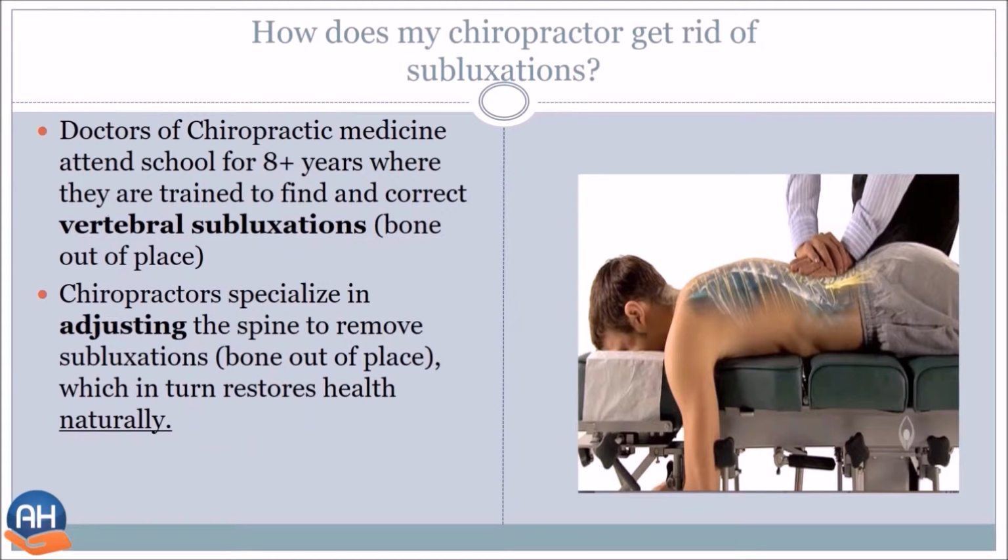But, you ask, how does my chiropractor get rid of subluxations? Well, as a doctor of chiropractic, I went to school for 8+ years where I focused specifically on how to correct vertebral subluxations, or how to correct those bones out of place. Chiropractors specialize in adjusting the spine to remove subluxations, which in turn restores health naturally. You've all felt this before, most likely, in terms of feeling those cracks or pops, or us using the machine to help correct your spinal vertebrae, getting those bones back to where they need to go.